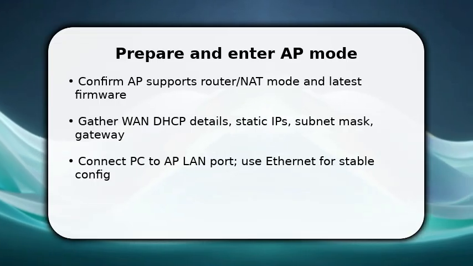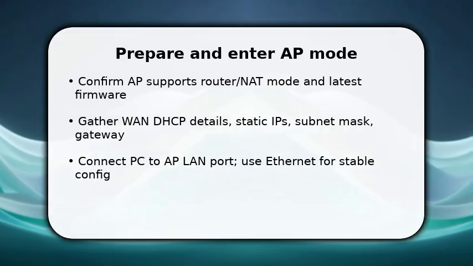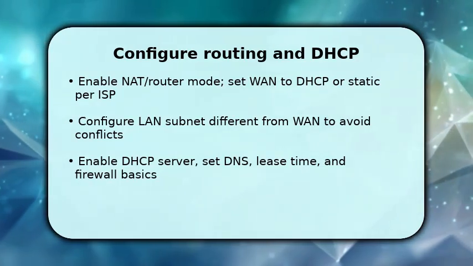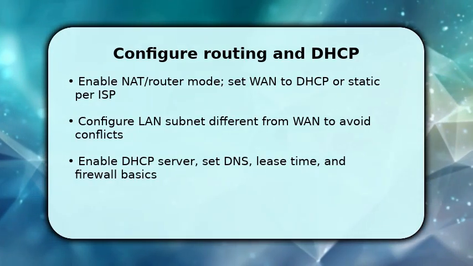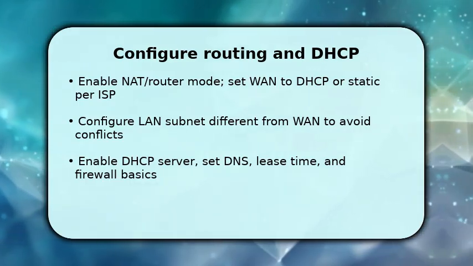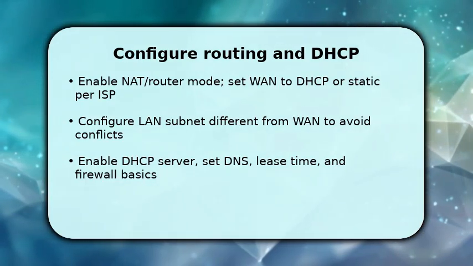Now enable NAT or router mode in the AP settings so traffic can be routed between WAN and LAN. Assign the WAN interface to DHCP or static as your ISP requires, and make sure the LAN uses a different subnet to avoid routing loops.